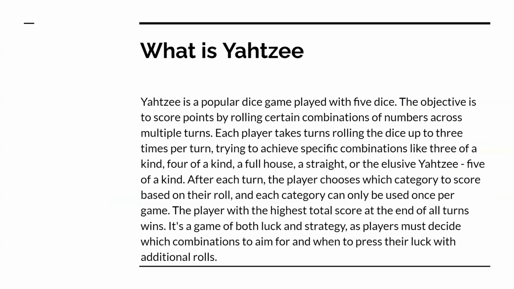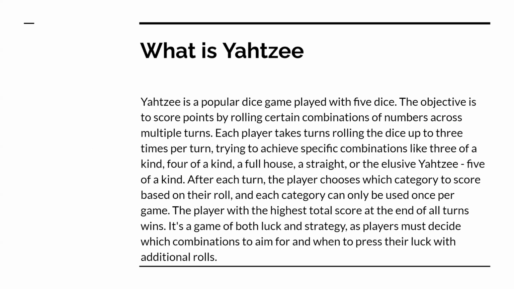What is Yahtzee? Yahtzee is a popular dice game played with 5 dice. The objective is to score points by rolling certain combinations of numbers across multiple turns. Each player takes turns rolling the dice up to 3 times per turn, trying to achieve specific combinations like 3 of a kind, 4 of a kind, a full house, straight, and the elusive Yahtzee, 5 of a kind.